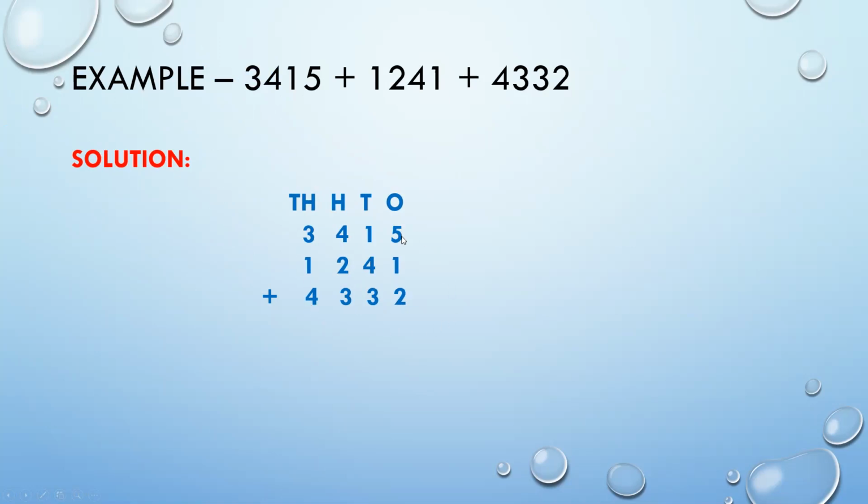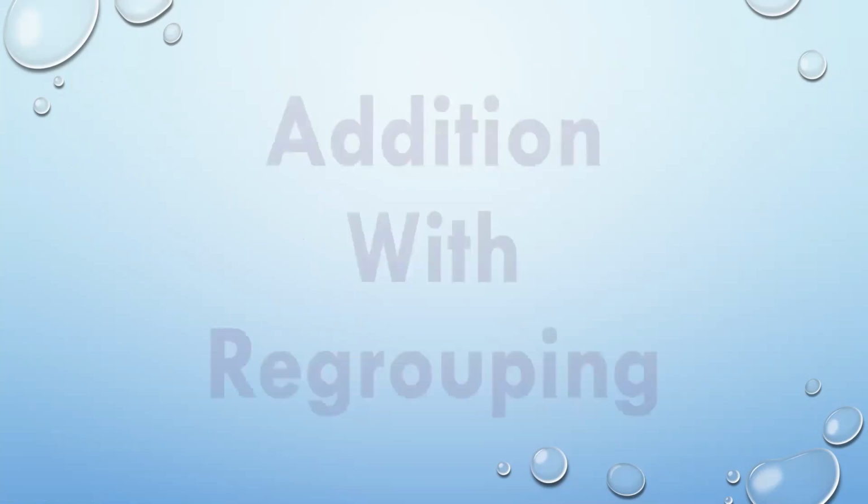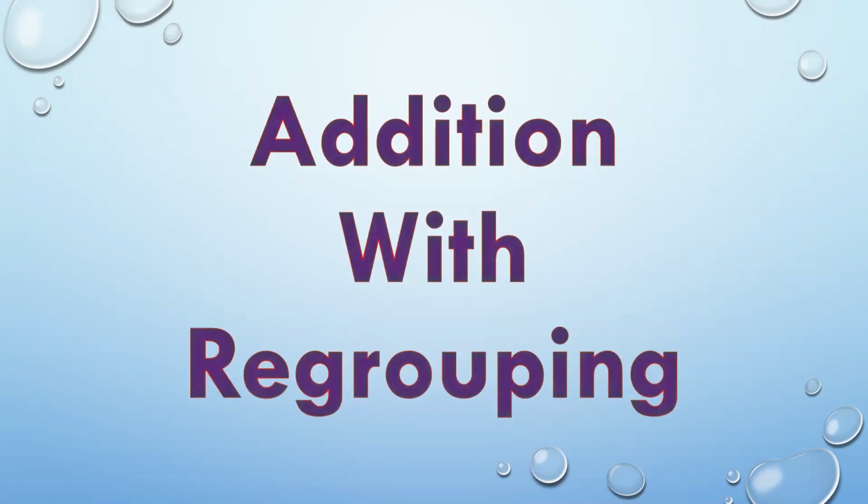When you add ones place, you will get 5 plus 1 plus 2, that is 8. 1 plus 4 plus 3, that is 8. 4 plus 2 plus 3, that is 9. 3 plus 1 plus 4, that is 8. So when you add them, you get 8,988 as a sum.